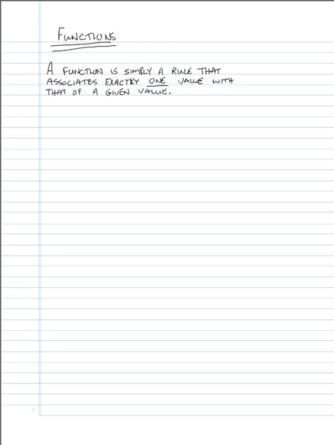We can think of the given value as input. And associated with that is a resulting value, which we would think of as the output. Now, when we're talking about variables, we call the input the independent variable, and we call the output the dependent variable, because it depends on the particular input.